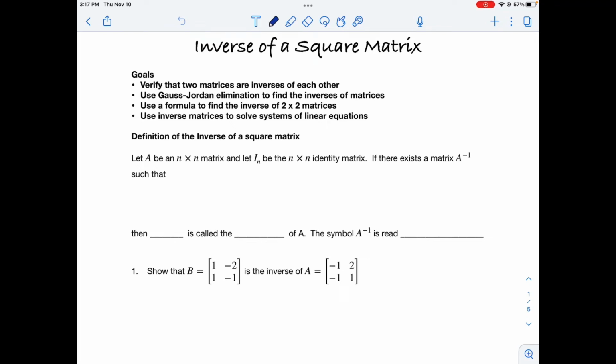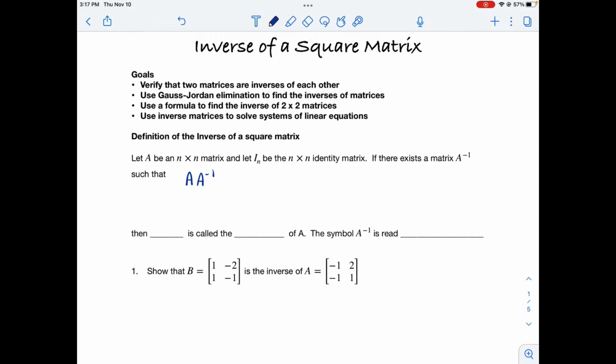Okay, today we're going to look at the inverse of square matrices. We're going to identify what they are, how to find the inverses using first Gauss-Jordan, and that'll work for any type of inverses. And then we'll learn the formula if we have a 2x2 inverse, and then how to solve systems of equations using our knowledge of inverses, or application of it. So what is an inverse?